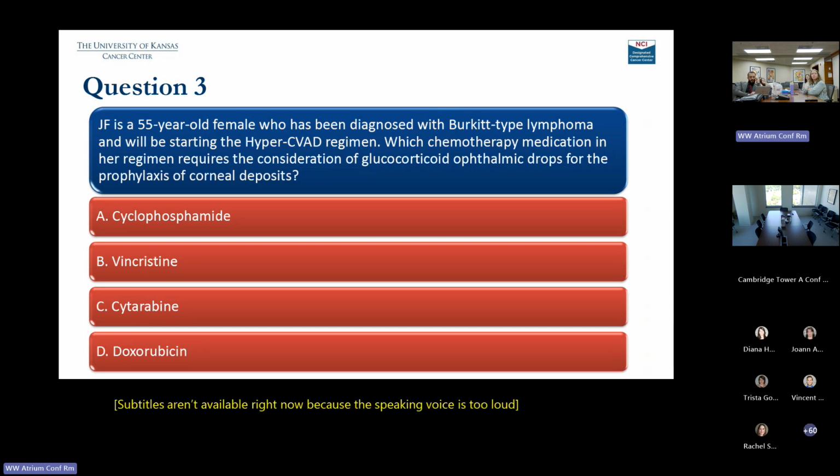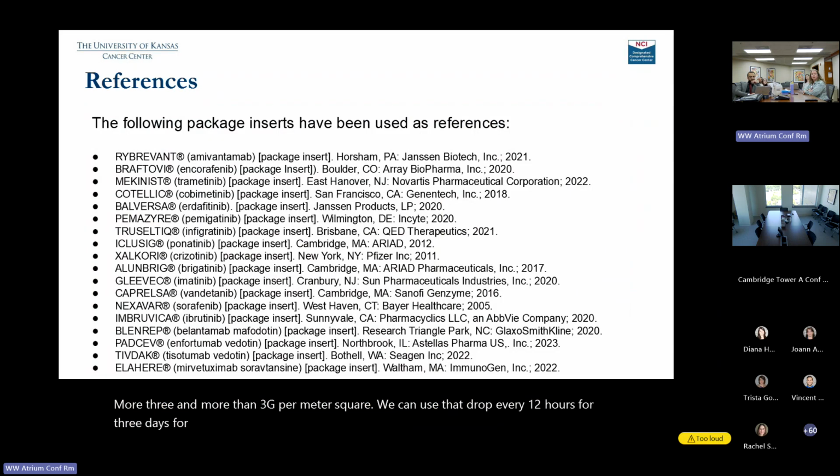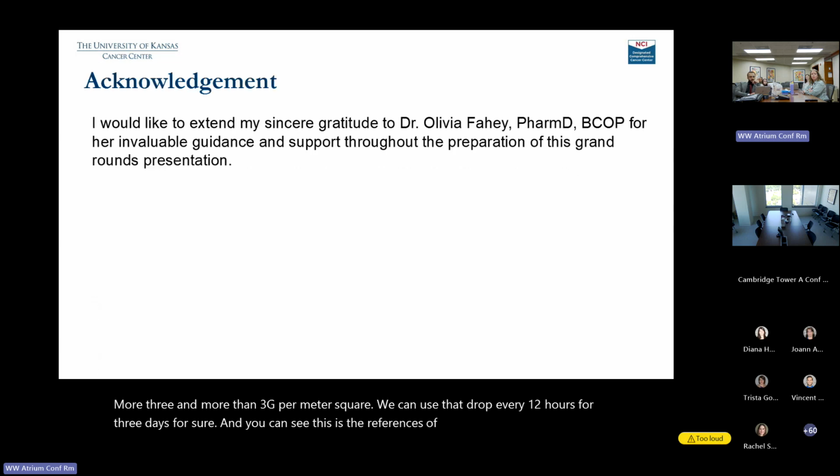Yes, great. So as we mentioned in the last slide, cytarabine can cause ocular toxicities of corneal deposits, specifically when the dose is more than 3 grams per meter square. We can use that drop every 12 hours for 3 days for sure. And you can see these are the references of the package inserts we used.